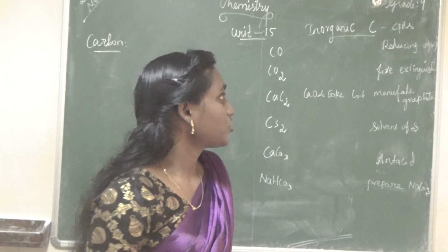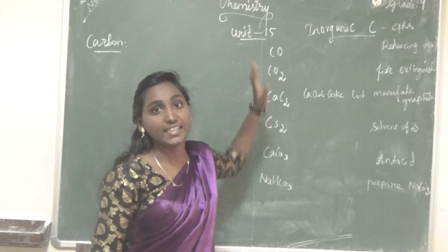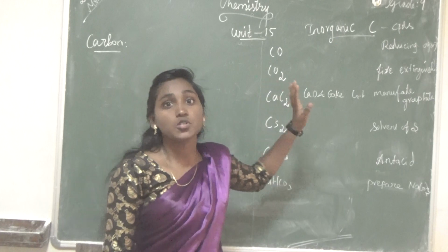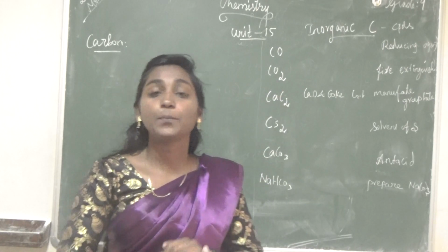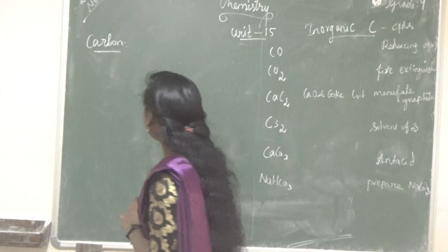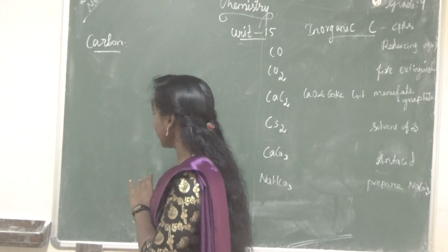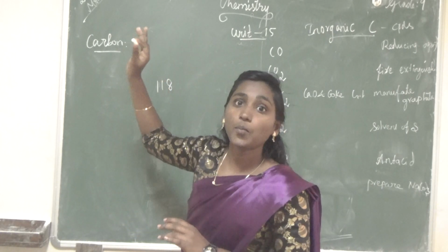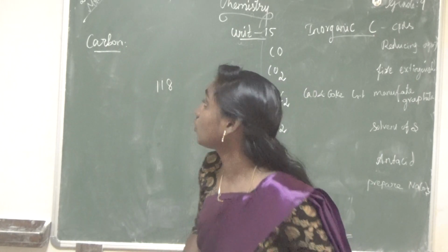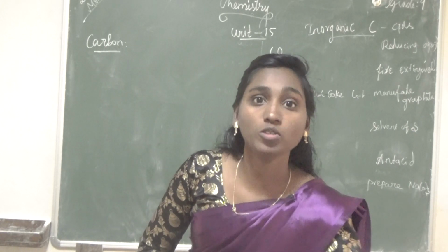Okay. So today we are going to discuss unit 15, that is carbon and its compounds. So you know about carbon, right? In the periodic table we have how many elements? The periodic table contains 118 elements. Among these 118 elements, one of the most important non-metals is carbon. Today we are going to discuss carbon.